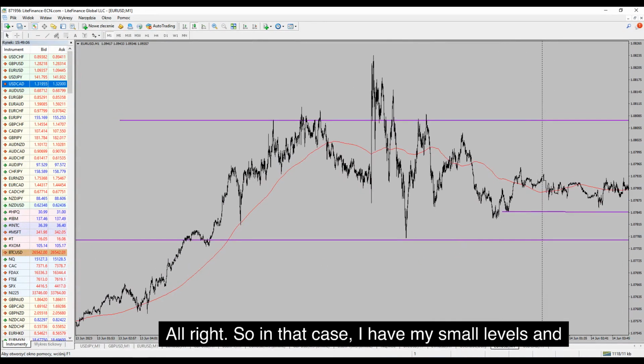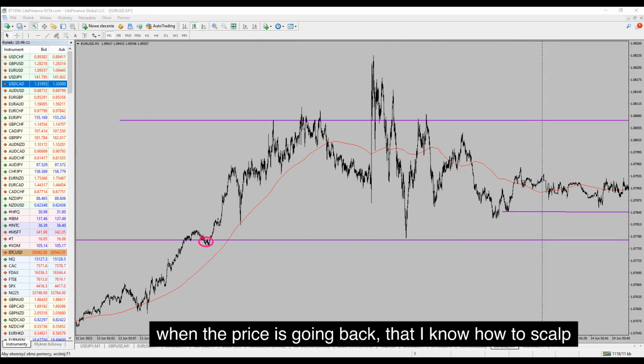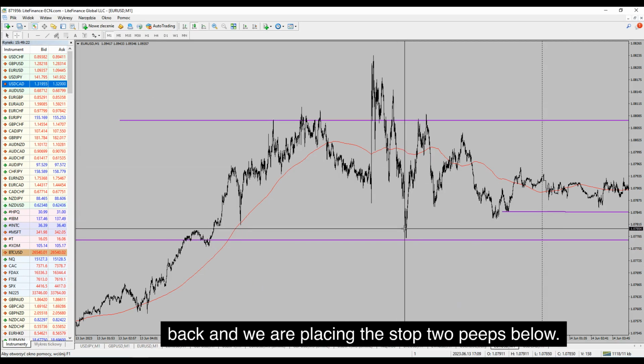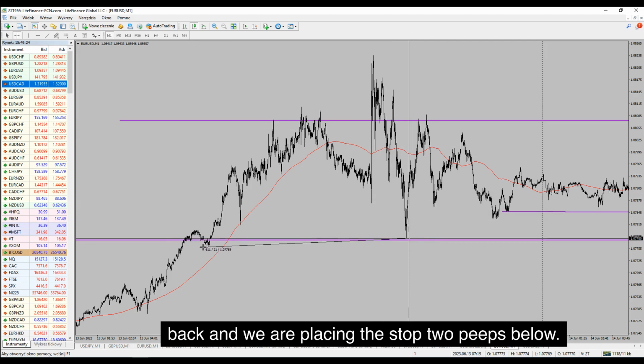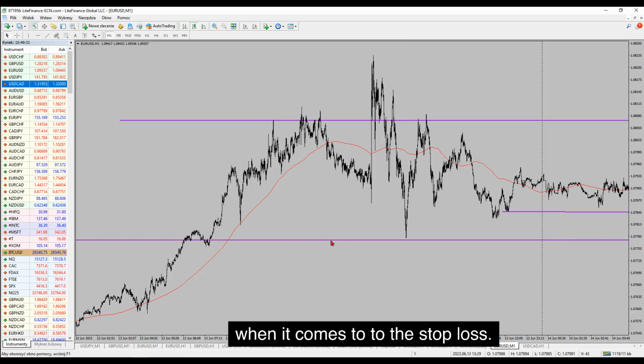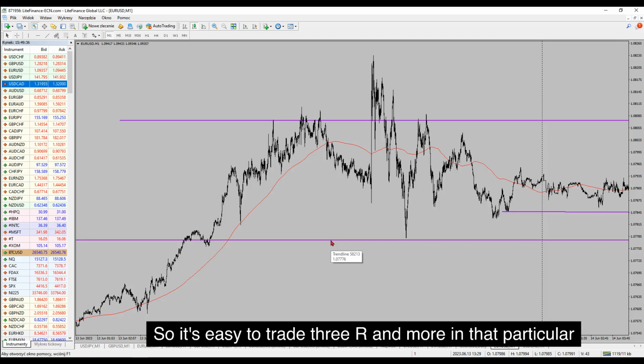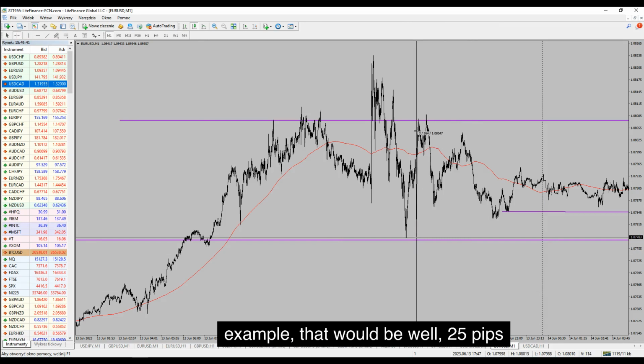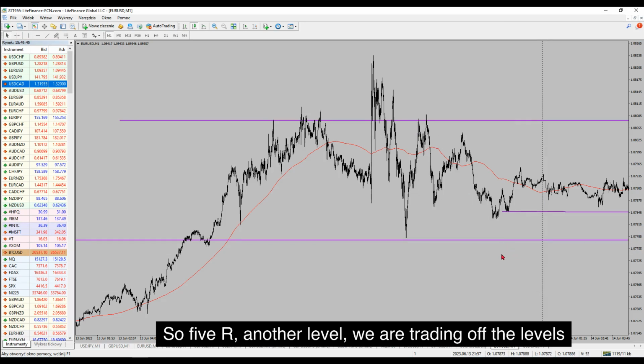All right, so in that case I have my small levels, and when the price is going back, I know how to scalp. Now what we have here is the entry on the pullback, and we are placing the stop 2 pips below. So in that case, we are talking about 4-5 pips when it comes to the stop loss. So it's easy to trade 3R and more. In that particular example, that would be, well, 25 pips, so 5R.